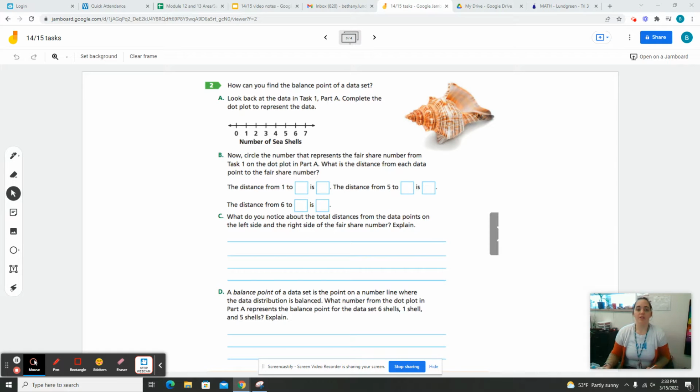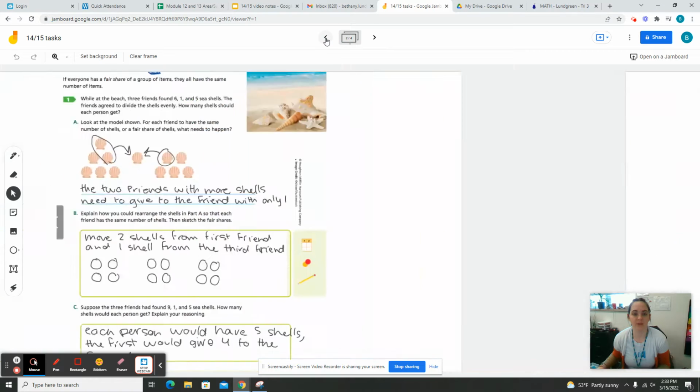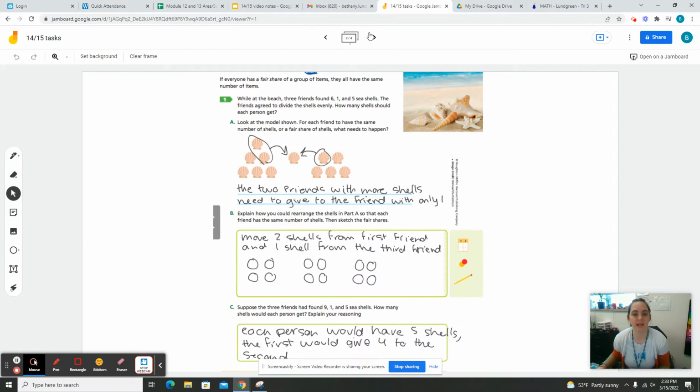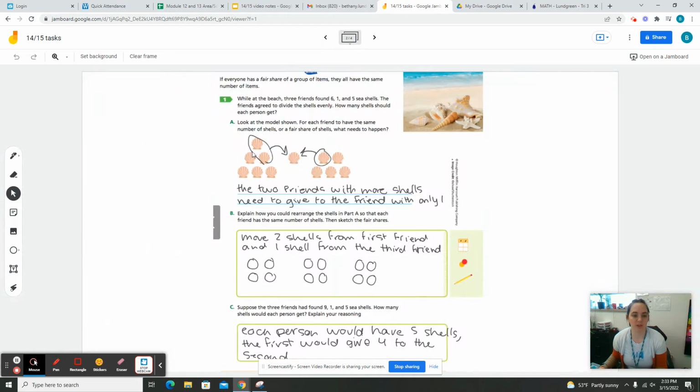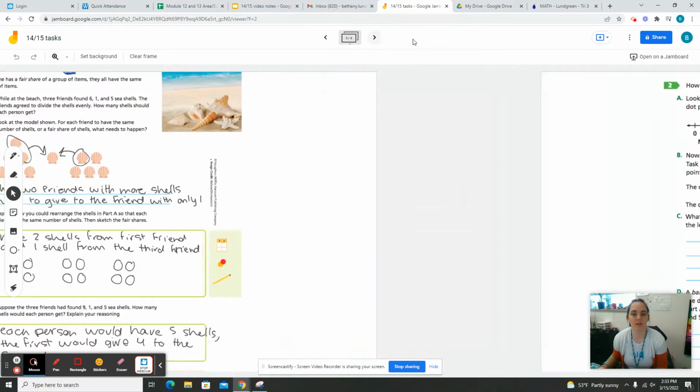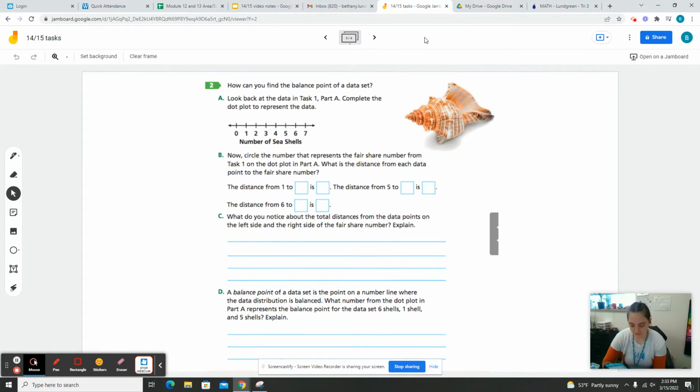So let's take our data. We're going to look back at the data from task 1. So remember the task that we just barely did, task 1, we're going to look at this data. And we're going to complete the dot plot to represent the data. So our first piece of data was our first person had 1, 2, 3, 4, 5, 6. So we're going to put a dot above 6.